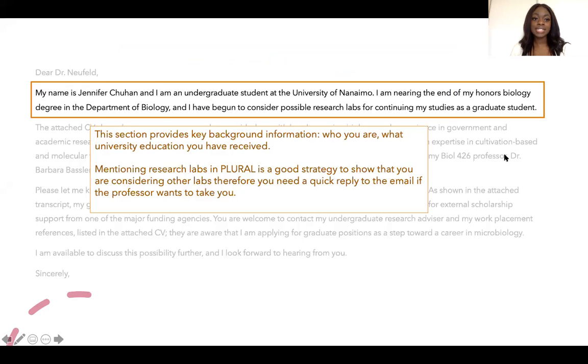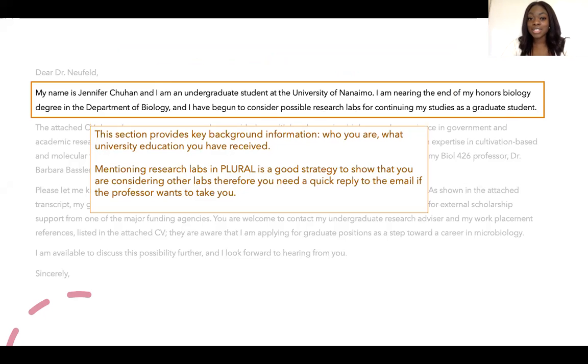So the next part is when she introduced herself. In this section, Jennifer provides key background information about who she is and what university education she has received. This should probably be next after your salutations, so at least they know who's emailing them. And as you see, she mentioned that she's considering possible research labs. So she's letting the supervisor know that you're not my only option.